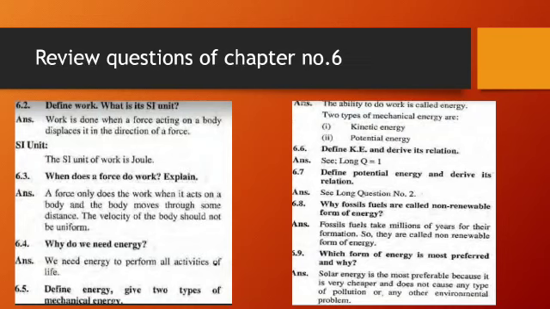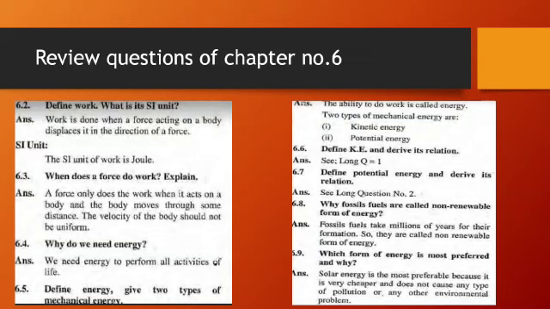The velocity of the body should not be uniform. Definitely the velocity should not be uniform. It must cover some distance in the direction of force. Sometimes it happens that you apply force and the body is not covering the distance in the direction of force, as in the case of lifting a bucket. You are going with a bucket, you are applying force, but according to the rules of physics there is no work done. Why? Because there is an angle of 90 degrees between the direction of force you are applying and the displacement covered by the bucket.